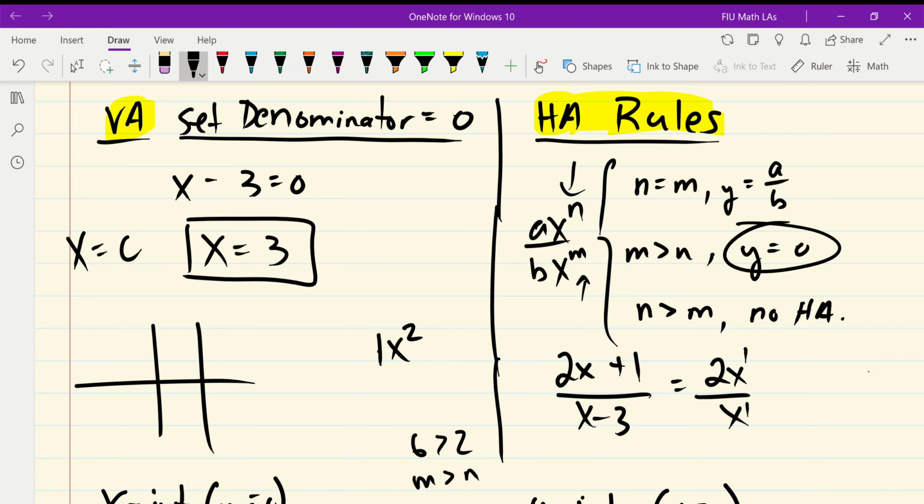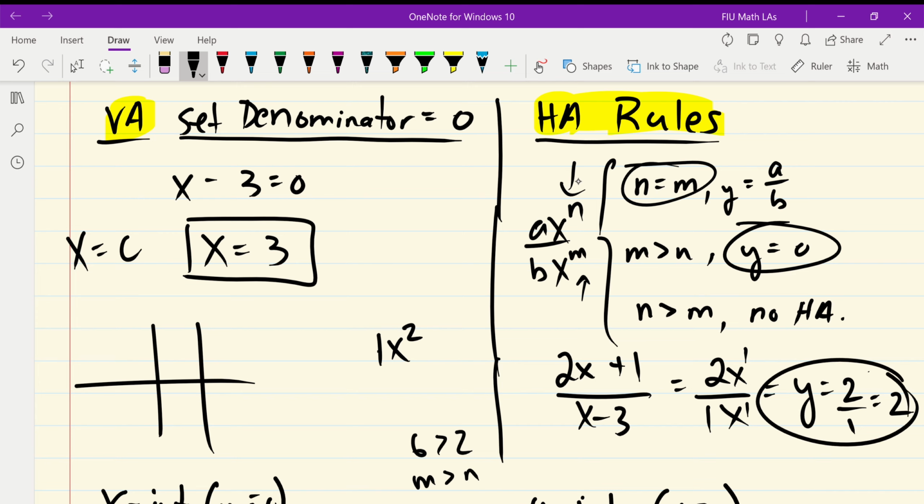And when the power of both the numerator and denominator are equal, which is what this case is, then we take the coefficients. In this case, it's a 2 over a 1, so it's just going to be y equals 2 over 1, or y equals 2. So this is going to be our horizontal asymptote for the particular rational function that we're working with here.